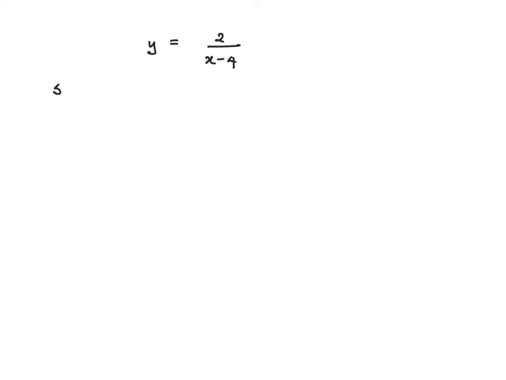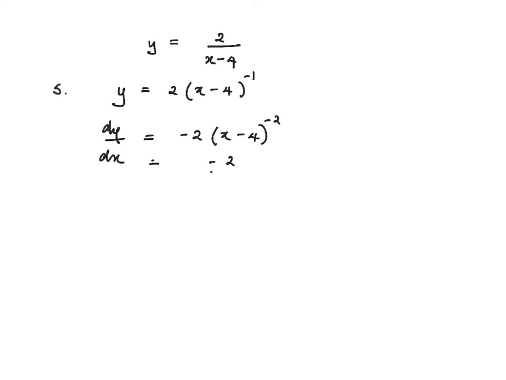Now the next thing we want to do is to investigate stationary points. So I'm going to write this as 2 times (x minus 4) to the power of minus 1. dy by dx equals minus 2 times (x minus 4) to the power of minus 2, and we'll write that as minus 2 over (x minus 4) squared, and that equals 0 for stationary points.